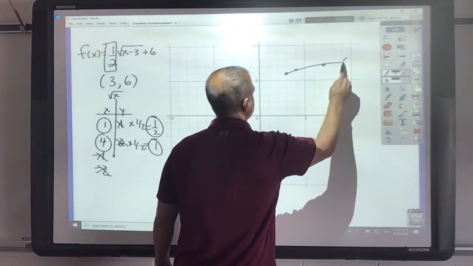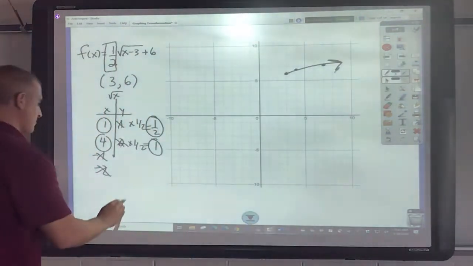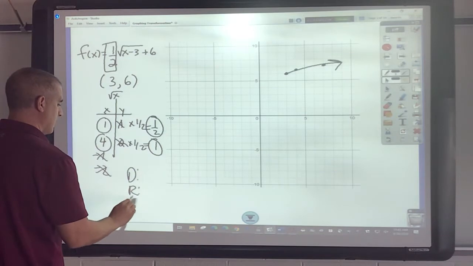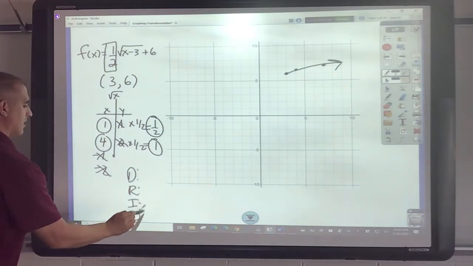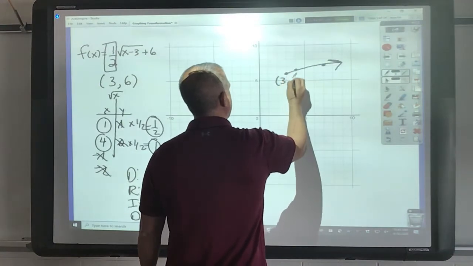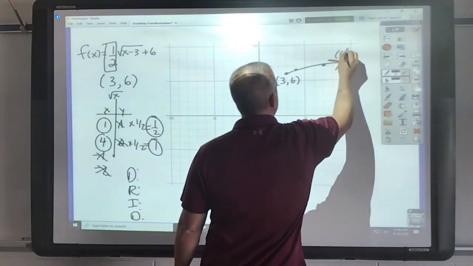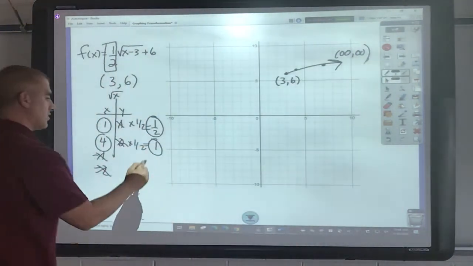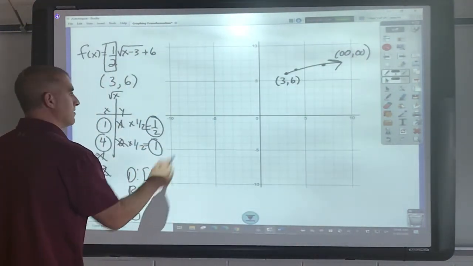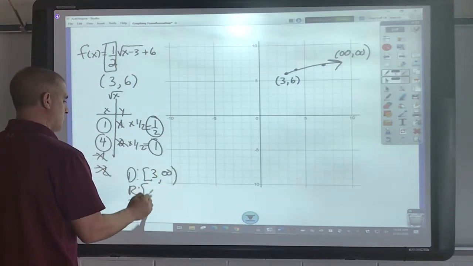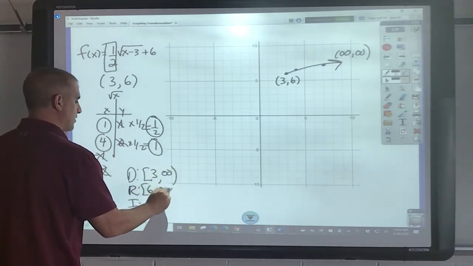Okay, now I want to find the domain, the range, the increase, and the decrease. So I want to label my anchor point. That is going to help. I want to label my arrows. That is infinity, okay? So my domain: smallest x value would be 3, biggest one would be infinity. My range: my smallest y value is 6, my biggest one is infinity.